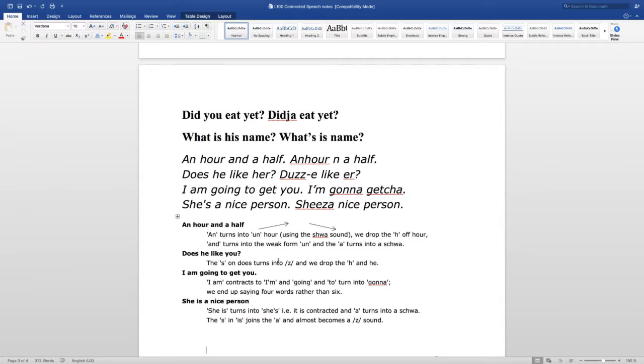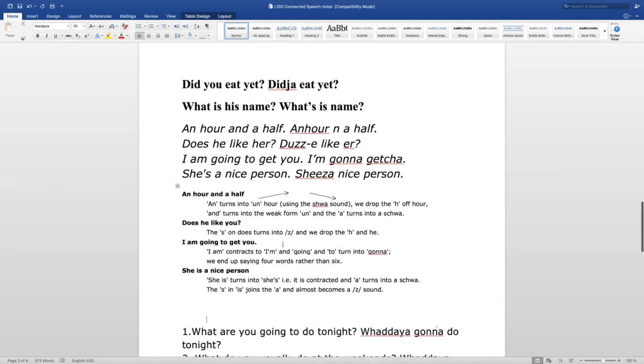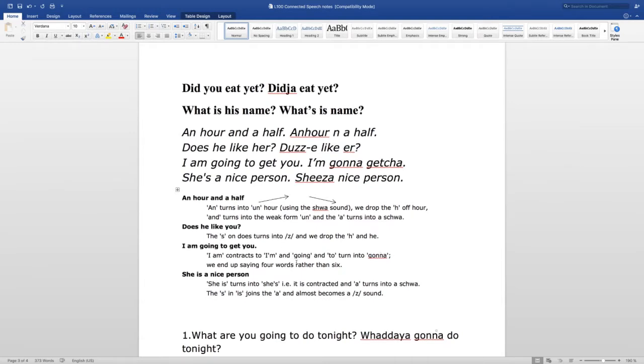"Does he like her" becomes "does he like her." The S on "does" turns to a Z sound, and we drop the H in "he." So, "does he," no H anymore, "does he like her?" No H, "does he like her?" "I am going to get you": "I am" contracts to "I'm," and "going to" turns into "gonna." So we end up saying 4 words rather than 6. I added the "getcha" because that's what I think I hear more. So it could be "I'm gonna get you," but it ends up sounding more like "I'm gonna getcha." "She is a nice person": "she is" turns to "she's," it's contracted, and "a" turns into a schwa sound. The S and "is" joins the A and almost becomes a Z sound. She's a nice person.